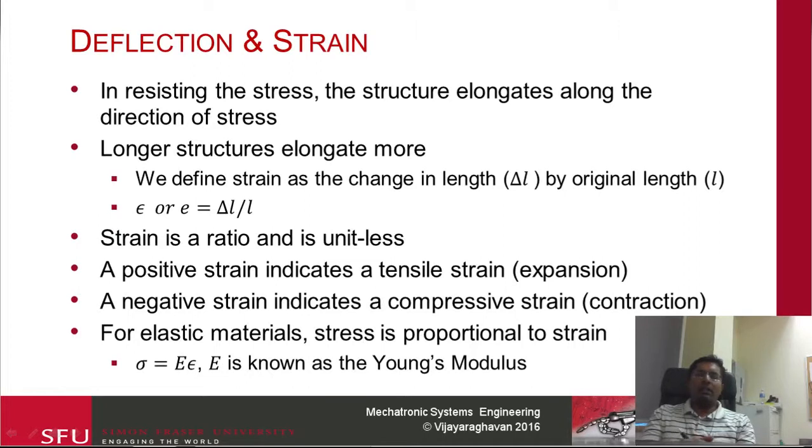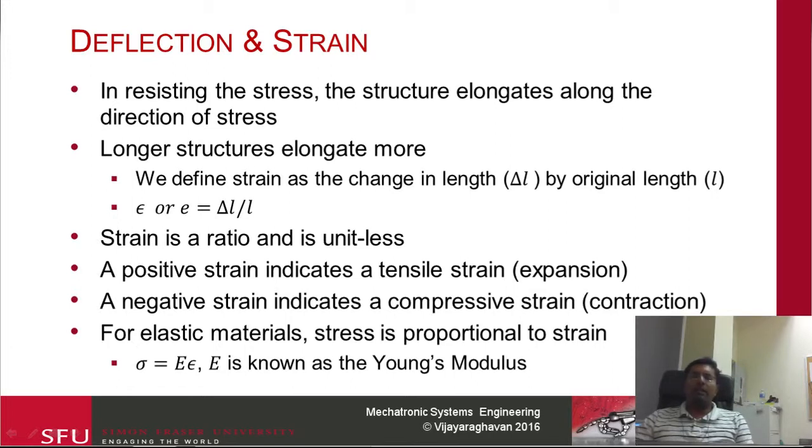Anytime you apply a stress on an object, it deflects. If you take any object, like this piece of paper, and apply a force, it deflects along the direction of the force. The longer the object is, the more it deflects or deforms. So we are interested in the relative change in length, which is known as strain. Strain is defined as the change in length divided by the original length, and being a ratio, it doesn't have any units.